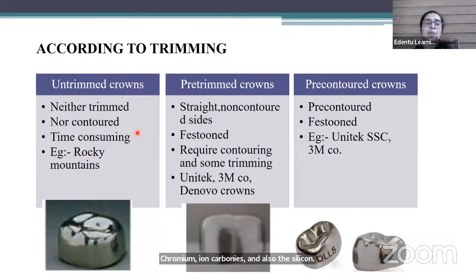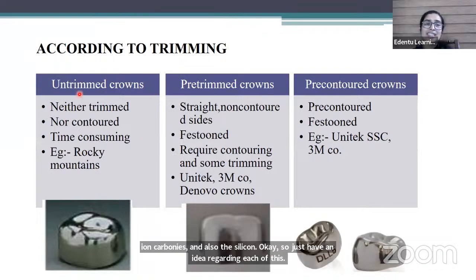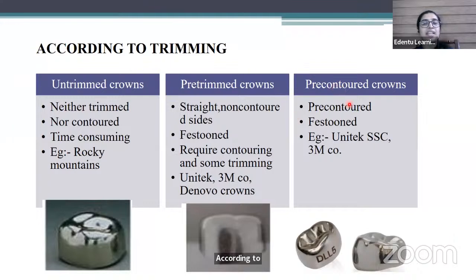According to trimming, we have the stainless steel crowns classified as untrimmed crowns, pre-trimmed crowns, as well as pre-contoured crowns. Okay, so the untrimmed crowns, as you could see here, are neither trimmed nor contoured. So these are the pre-trimmed crowns. As you can see, the straight and non-contoured sides, which are festooned, and then we have the pre-contoured crowns, which are pre-contoured, and also they are festooned.